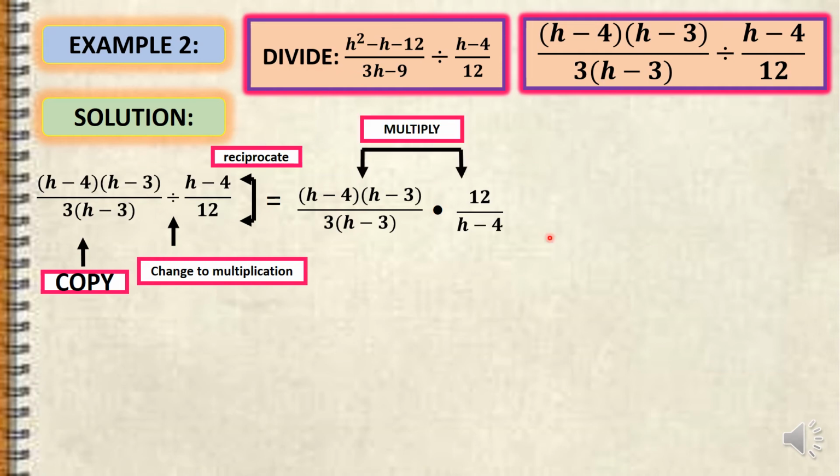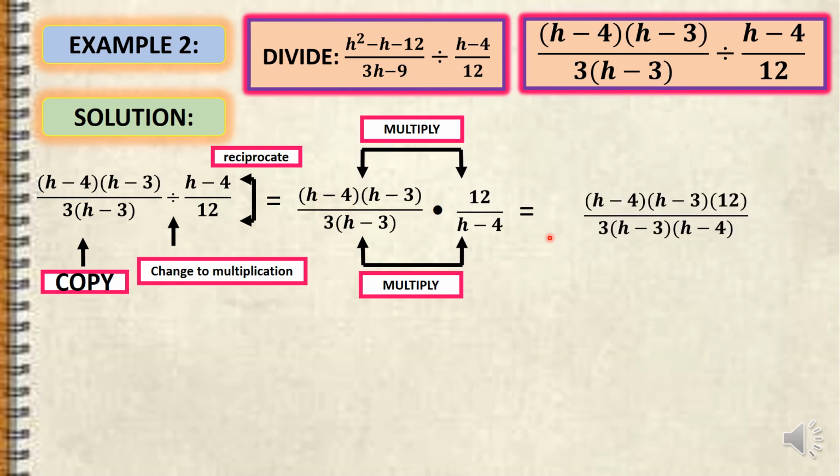Okay, next. We're going to multiply now. So, numerator by numerator and denominator by denominator. And that you have now h minus 4 times h minus 3 times 12. Then 3 times h minus 3 times h minus 4.